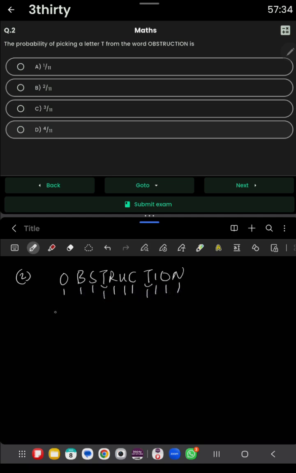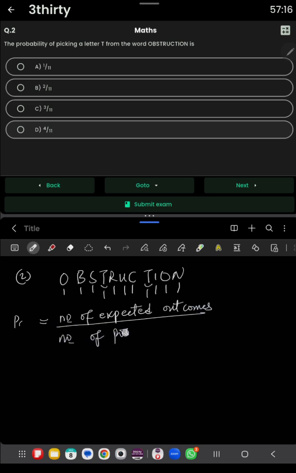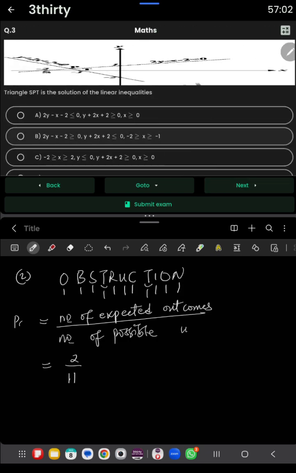So this is really simple. Probability is the number of expected outcomes over the number of possible outcomes. What you really need to write is the number of the ones that you're looking for, which is 2. I have 2 T's over the total number, which is 11. This is a quick question. Don't waste time on it. Move to the next one.